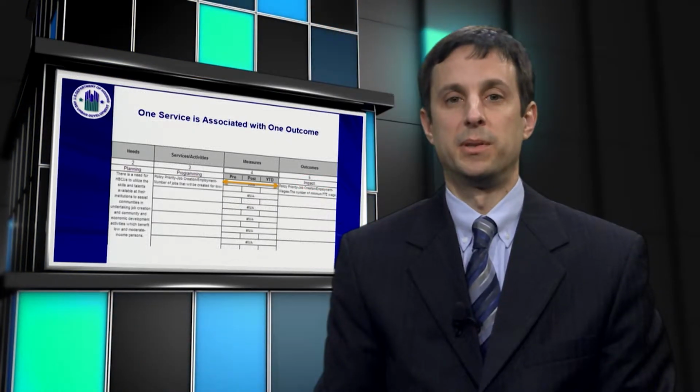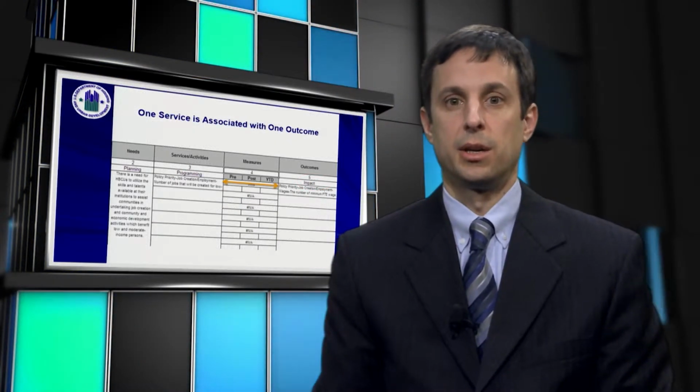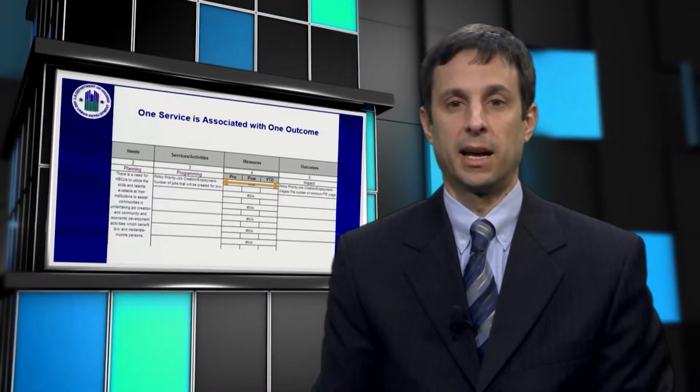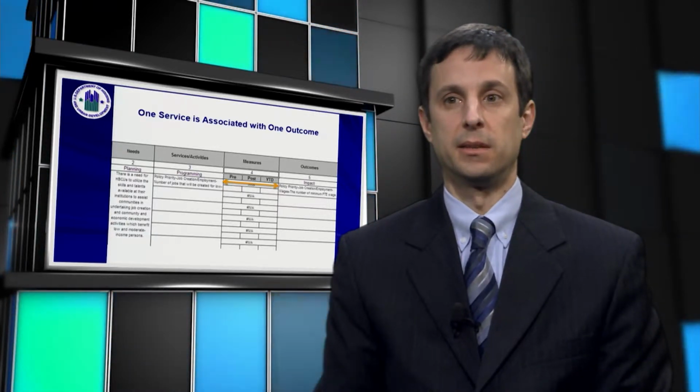So what are the proposed activities that a grantee might list on an eLogic Model, and how should they be listed?